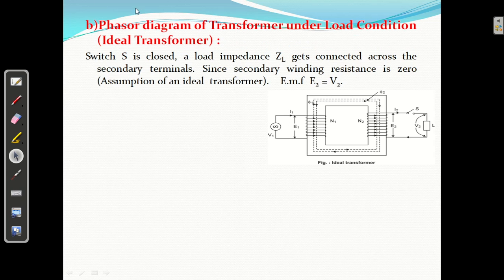Phasor diagram of transformer under load condition, that is the ideal transformer. Okay, so you can say this is the switch, same diagram is there, this is the switch, I am closing the switch. So jaisi switch close karoge, clear, load will get connected here, ZL will get connected here, and I2 will start flowing through ZL, right, like this one.